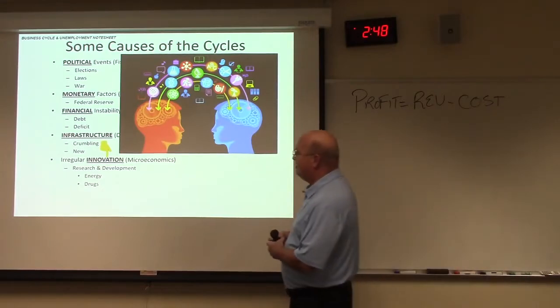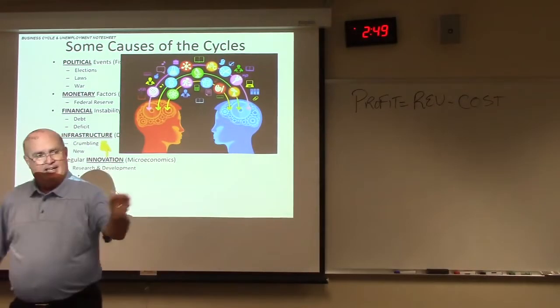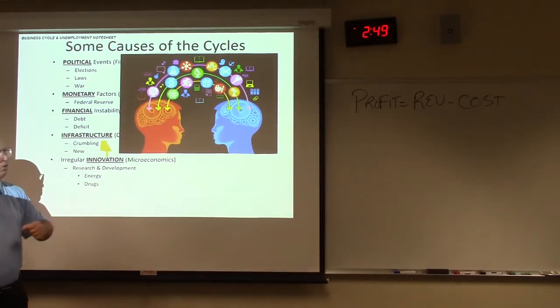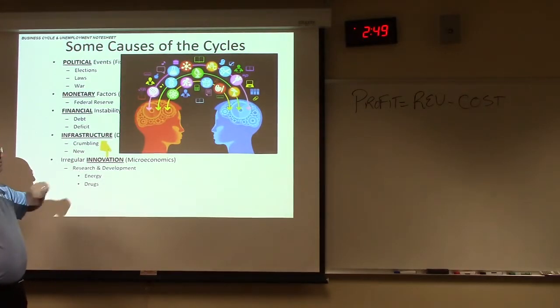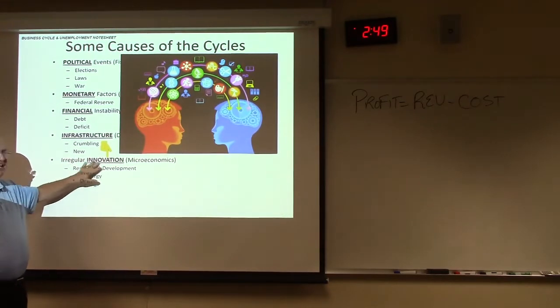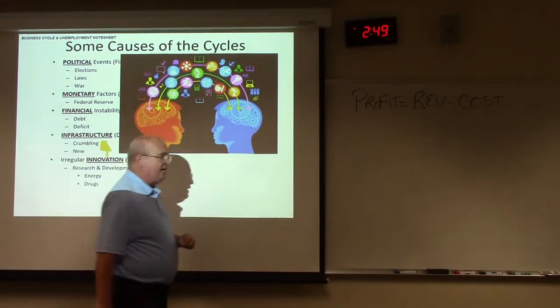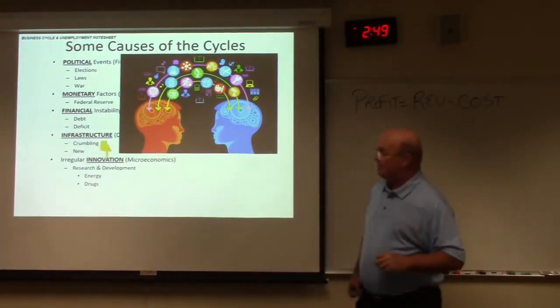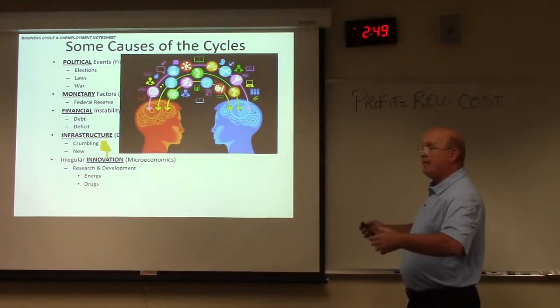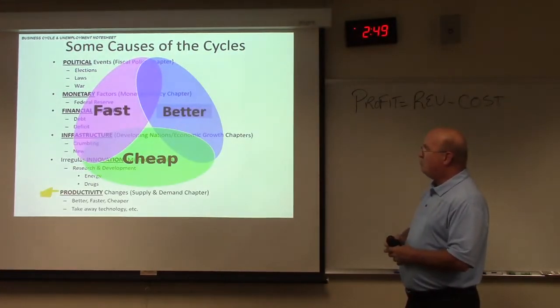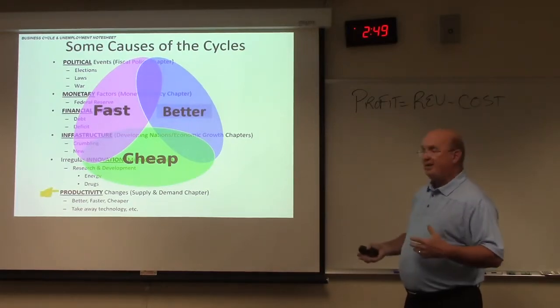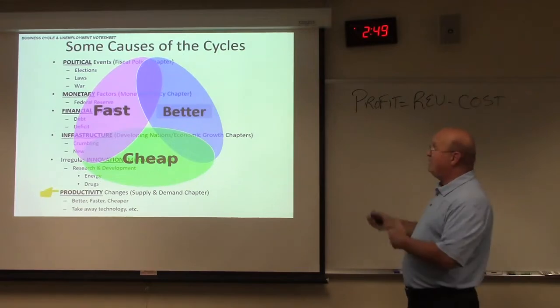Innovation. Now the thing about innovation is you can't say, make me something better, faster, and cheaper tomorrow or else. Okay? It doesn't work that way. Our brains don't work that way. So it's irregular. You can't guarantee what's going to happen. That's more a microeconomics topic. But research and development into energy and drugs, we're looking at that. Those are two types of research and development that we're really into here recently. And there's productivity. Can you get better, faster, and cheaper? Changes on that. Of course, you can also take technology away, which can be another big problem.